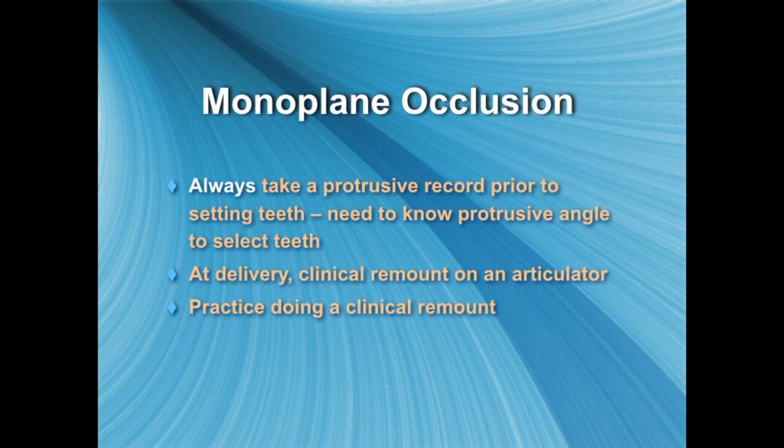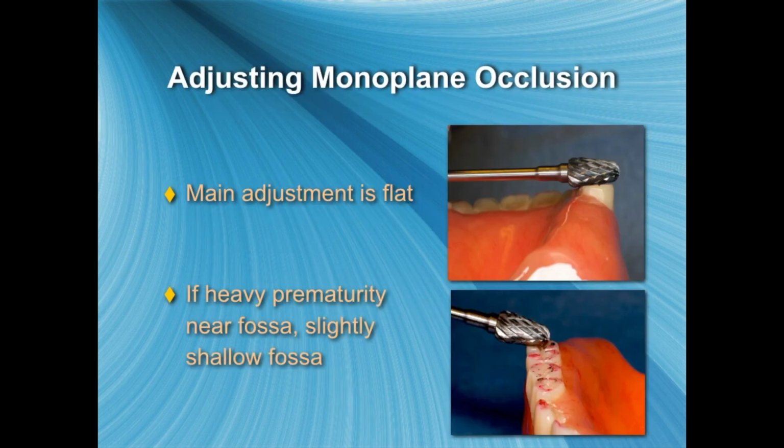You should always take a protrusive record prior to setting denture teeth, whether you're using a lingualized or a monoplane occlusion. Some people don't think it's important with a monoplane occlusion, but the condylar inclination will affect how much separation there is of posterior teeth. Therefore, it is important to see how much there is on the articulator. Also, for monoplane occlusion, at the delivery appointment, we will always do a clinical remount on the articulator. That will give you practice in doing a clinical remount.